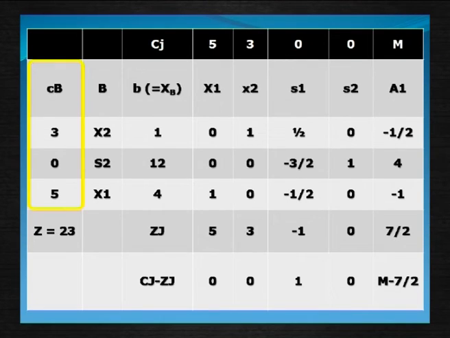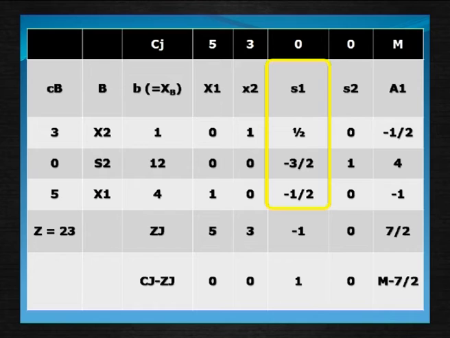The coefficients are 3, 0 and 5. The variables in basis are x2, s2 and x1. The solution values are 1, 12 and 4. The Cj values are the same. The values of x1 variable are 0, 0 and 1. The values of x2 variable are 1, 0 and 0.